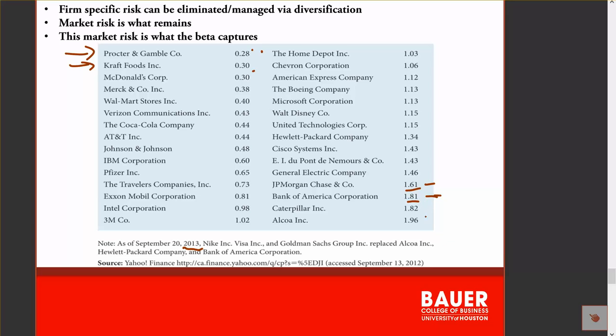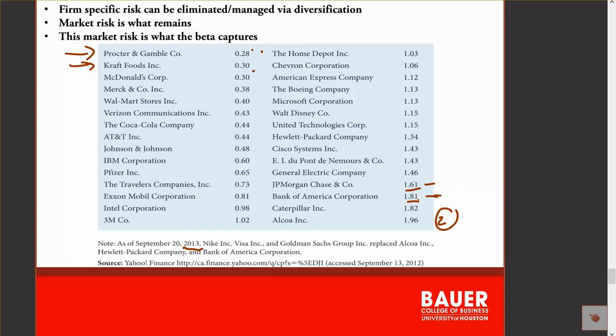1.8, close to 1.96, close to 2. A beta close to 2 is telling you that when the market goes up 10%, the stock goes up 20%. When the market goes down 10%, the stock goes down 20%. To some extent, that's the nature of what they sell, their assets, but it's also based on some other factors.